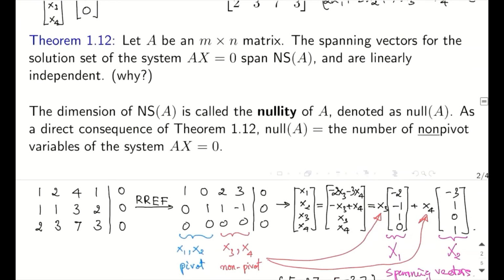Now, theorem 1.12. Given a matrix A, the spanning vectors for the solution set of the system span the null space. Well, that's of course for granted because they are the vectors that span the solution set, and the null space is just the solution set. So they are going to be the spanning vectors for the null space. The most important thing is they are linearly independent, and that is going to give us a basis.